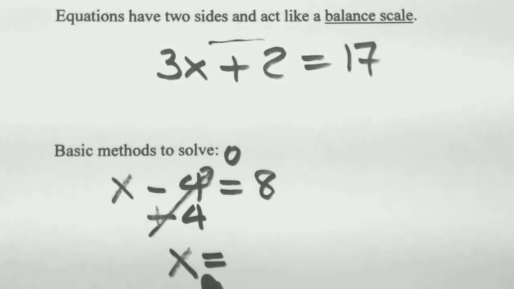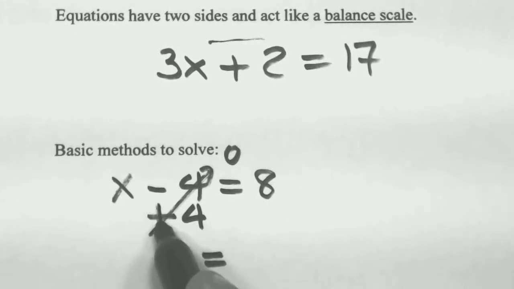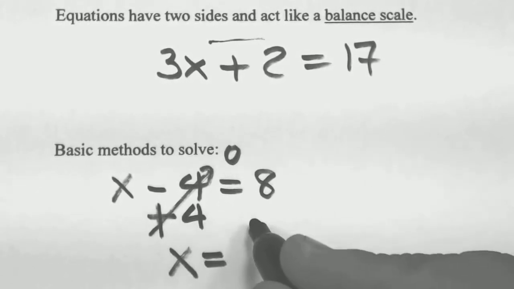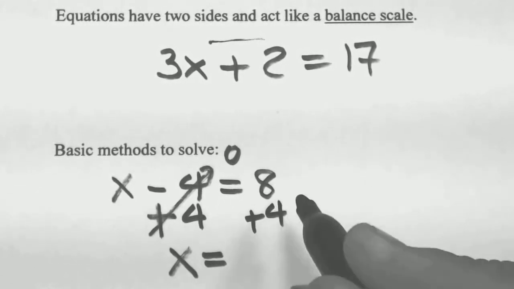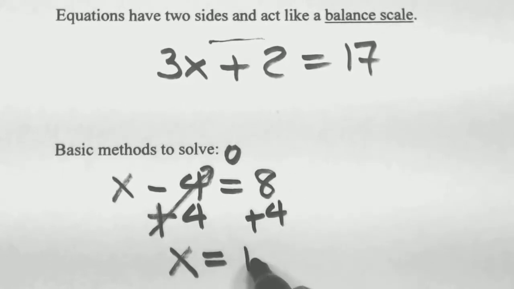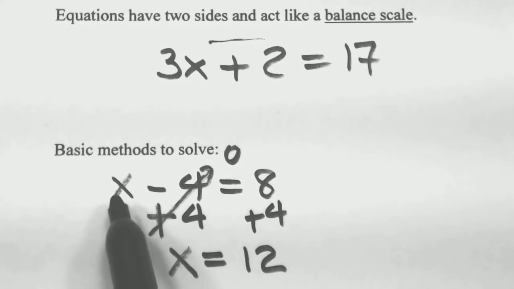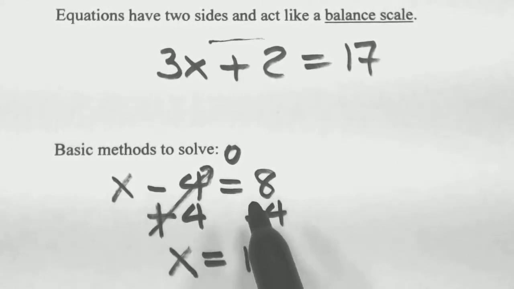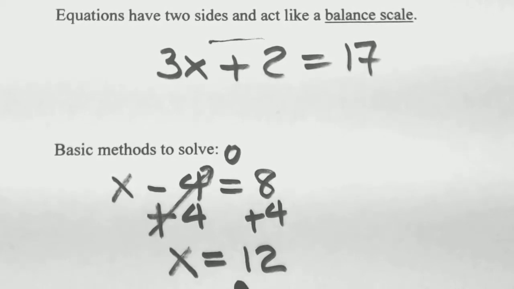But now, here's where the balance scale principle holds. If I've added 4 to the left side to maintain the balance, I've got to add 4 to the right side. Well, 8 plus 4 gives me 12. And you can see in the original problem that 12 is the correct answer here. 12 minus 4 definitely equals 8. But this is an example of adding something to both sides.